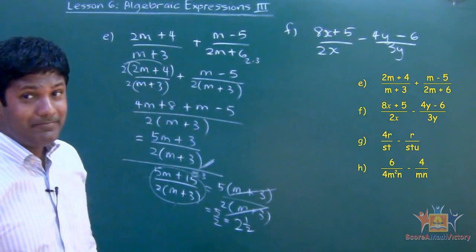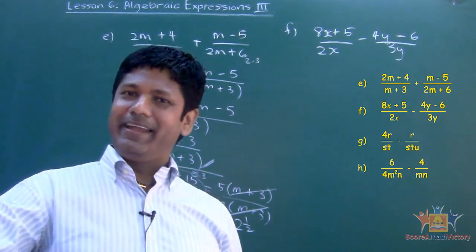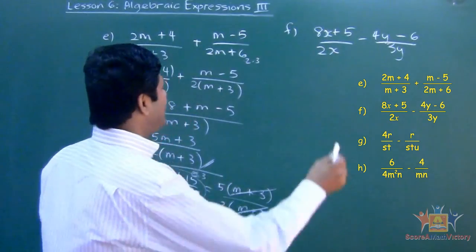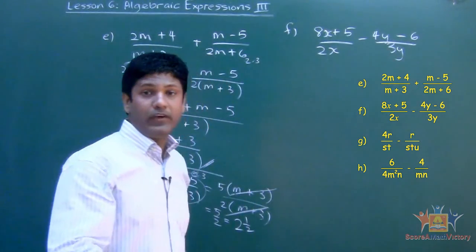Can I subtract them? Definitely no. Why? Because they're not common denominators. They are different. This is 2x, this is 3y. So I've got to find a common denominator.